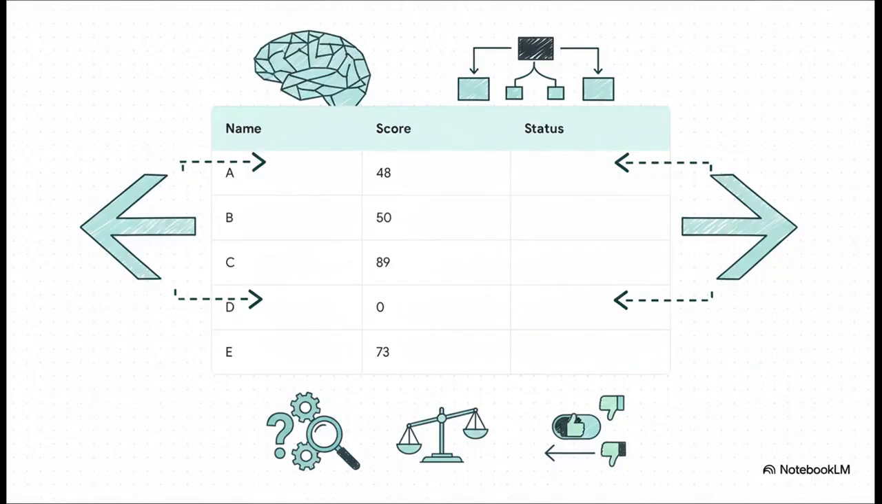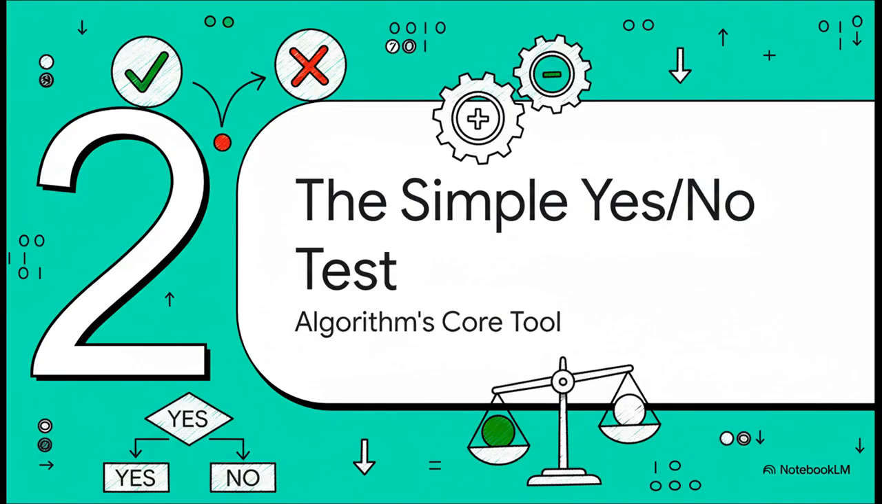Okay, imagine you're a computer program for a second. You've just been handed this list of students and their exam scores. Your one and only job is to fill in that blank status column. So, how do you decide who passed and who failed? What's the rule you're going to follow? To figure this out, we've got to understand the most basic, most fundamental tool that any algorithm has. And that's the simple yes or no test. This is the absolute bedrock of how computers think.